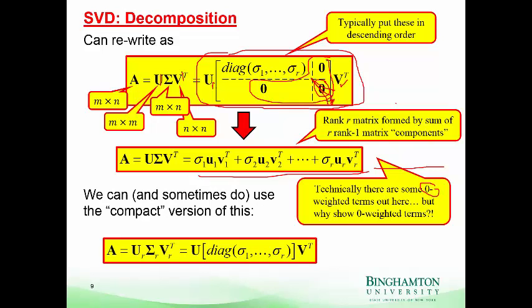So we can and often do rewrite this in its compact version. Since we don't really need all those, the rightmost columns of U and the rightmost columns of V, we can just write it like this. And so this is working with those sub R matrices. And notice that we can think of that acting like an inverse of that V sub R. It almost does. It works like a right inverse to V. And so this is very, very interesting.